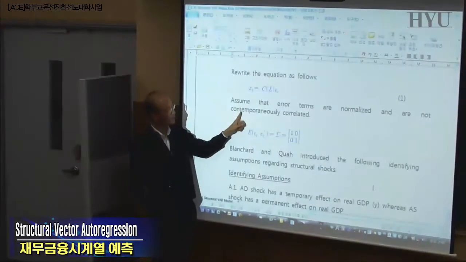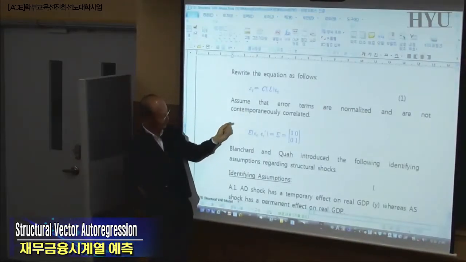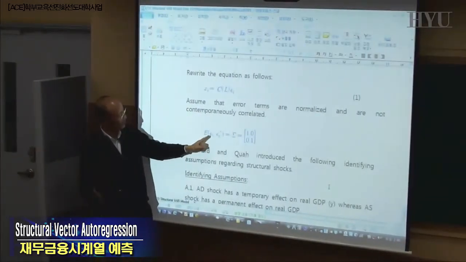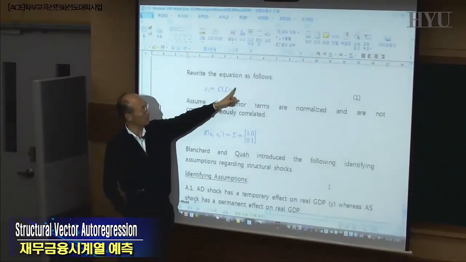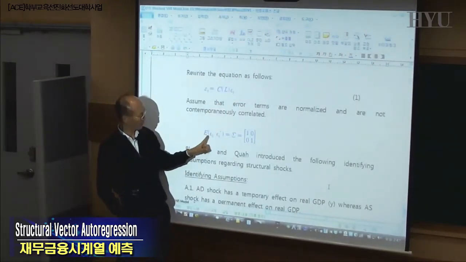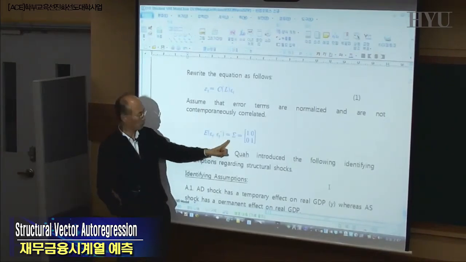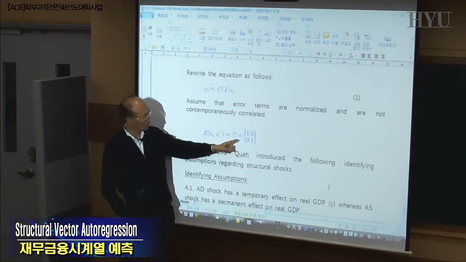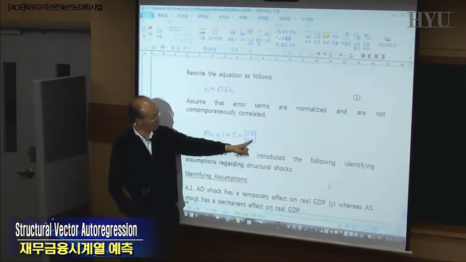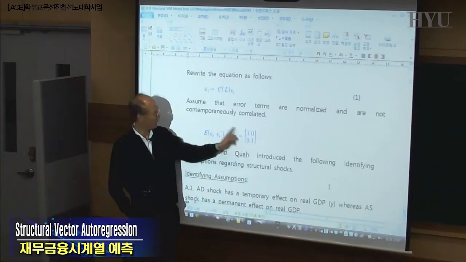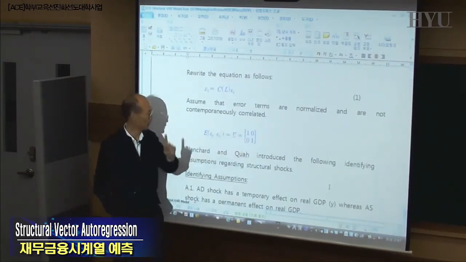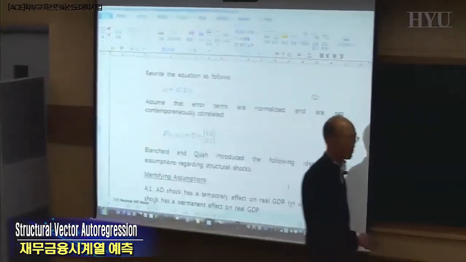not contemporaneously correlated. By that, what we mean is, obviously, the expected value of that is 0. So this expression amounts to the covariance matrix, which is 2 by 2. And this is normalized, so these are assumed to be 1. And no correlation, that means 0. Okay? So that's one identifying assumption.